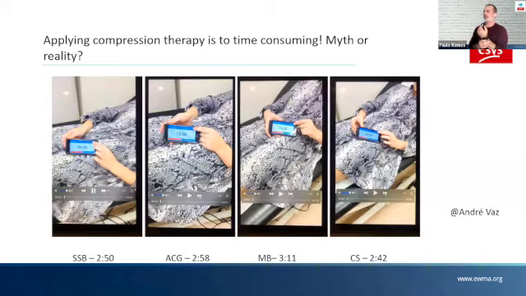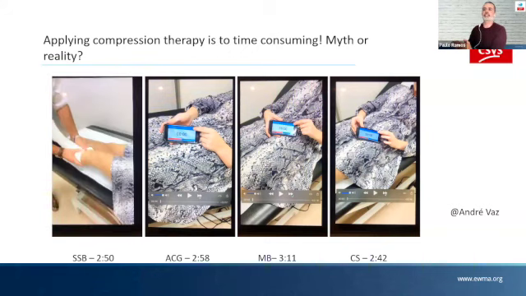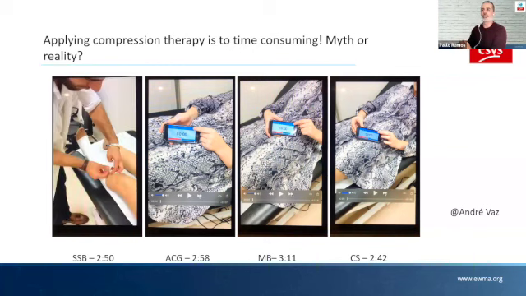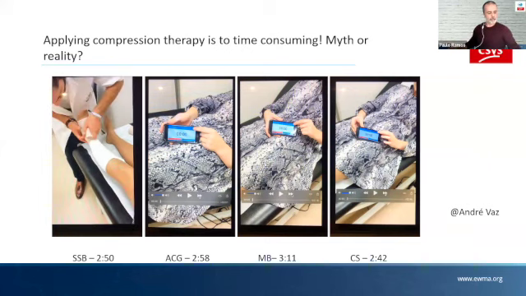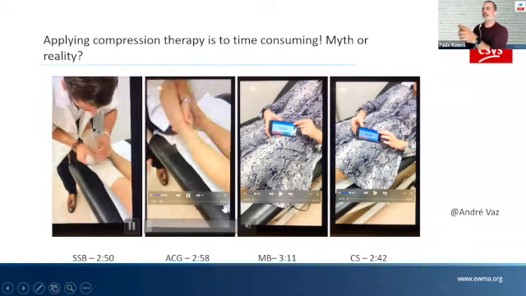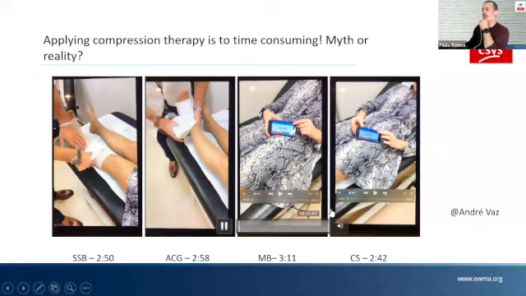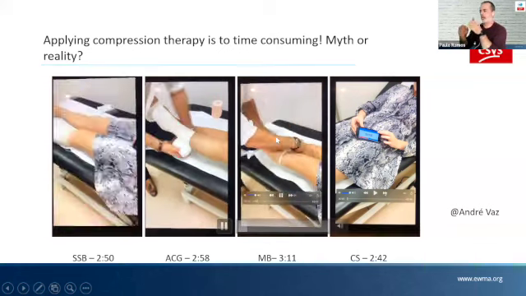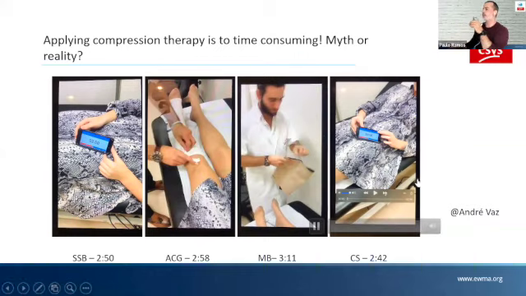Another thing, now I will try to be more interactive with this part of my presentation. One of the things that we sometimes hear is that applying compression is too laborious. It takes a lot of time. So in these quasi-experimental studies, André Vaz, a very skilled nurse here in compression, did some applications of short stretch bandage. This one is about a kit that is already prepared, and this one is a garment. You take the measure, you cut the garment and apply, and the last one is a compression stocking.